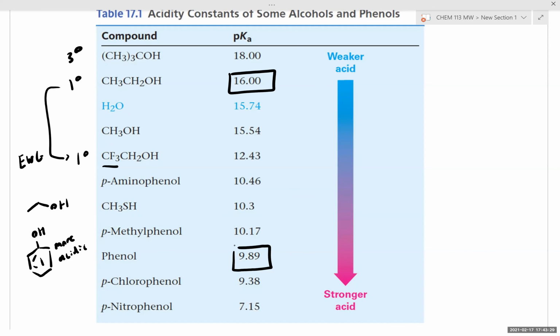So this table really contains a lot of the main points that we're going to unpack and review when we talk about acid-base chemistry in the context of alcohols. So any questions on just our initial observations? We'll be unpacking these points further, but does everyone see how this table contains a lot of information and can help showcase a lot of the trends in terms of alcohol acidity?